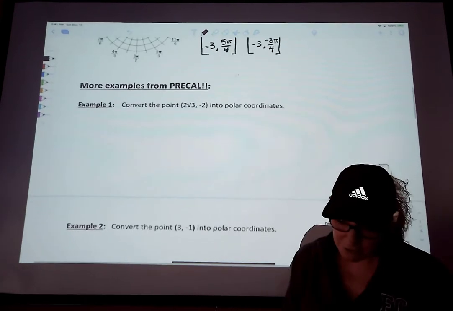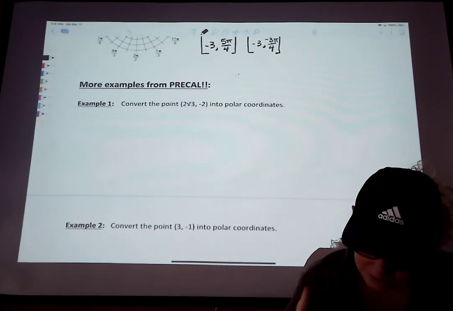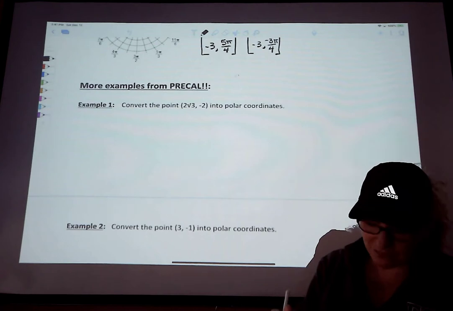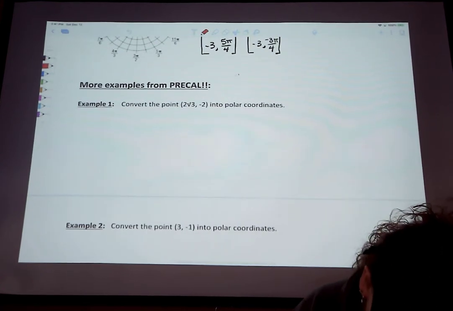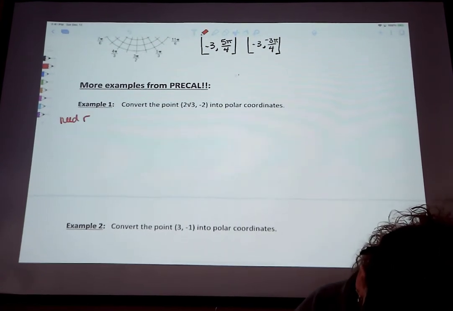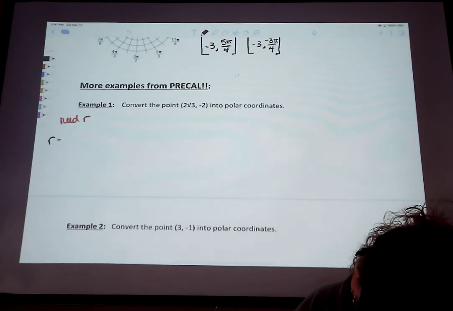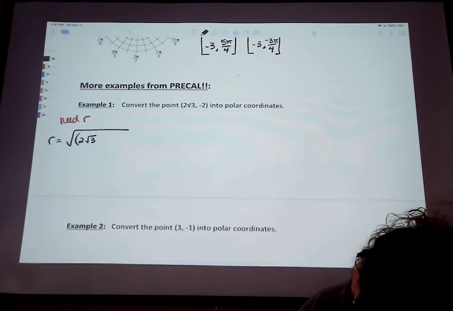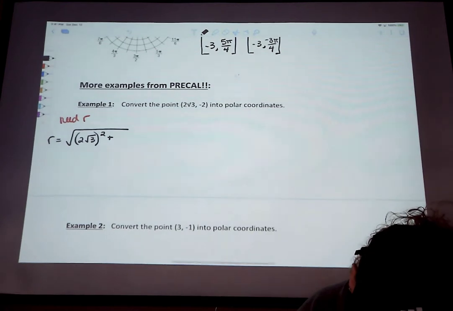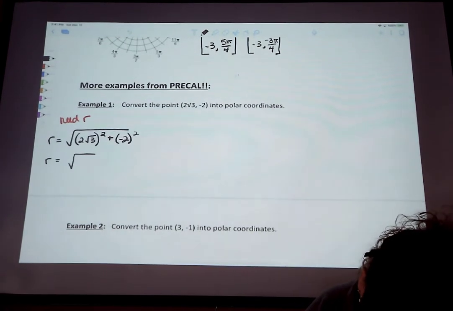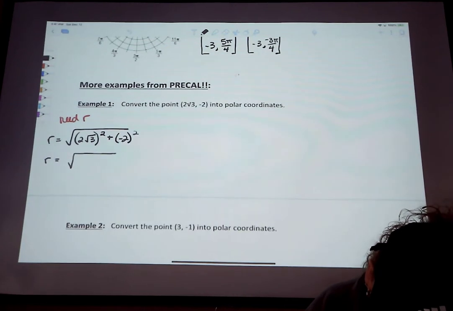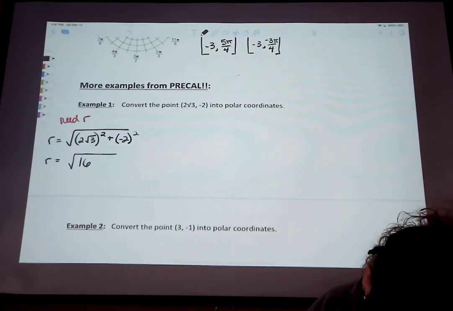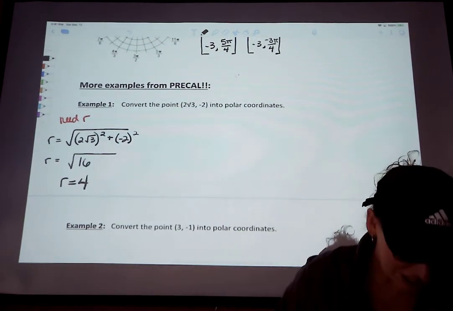Moving on. Convert into polar coordinates. We need r. We need theta. That worked out nicely.